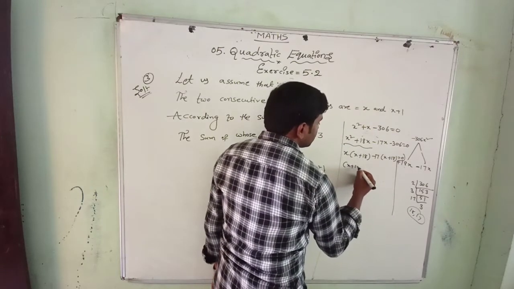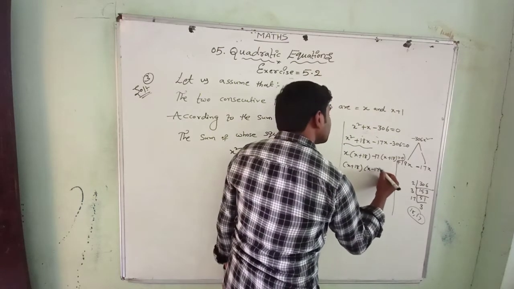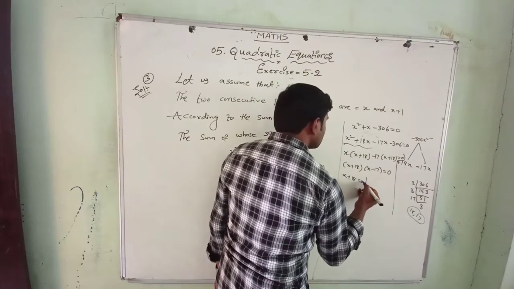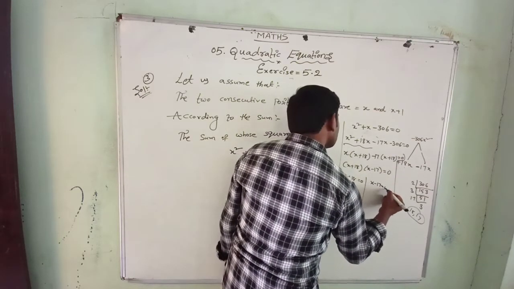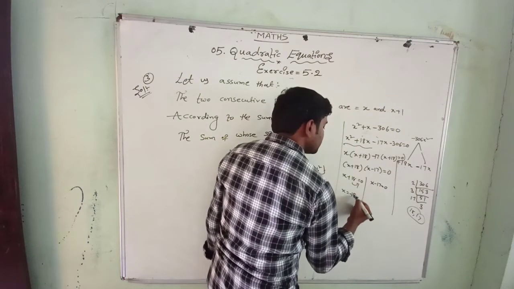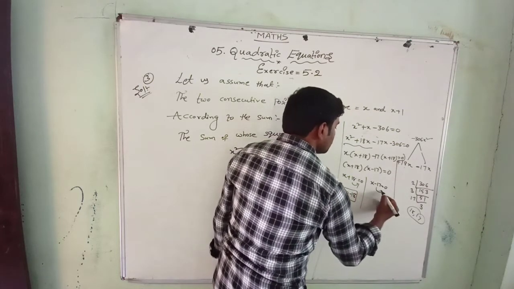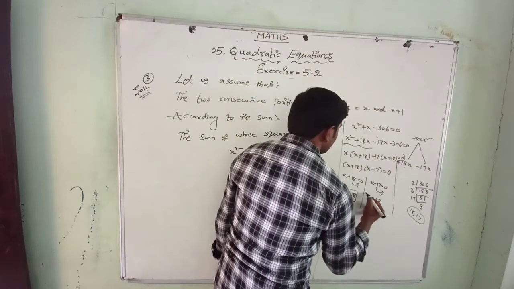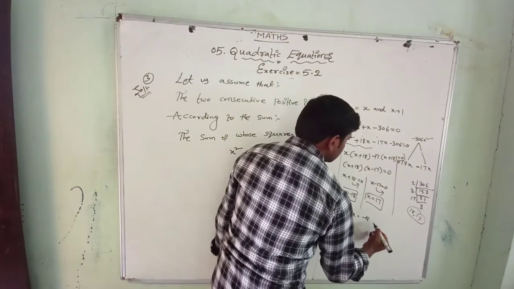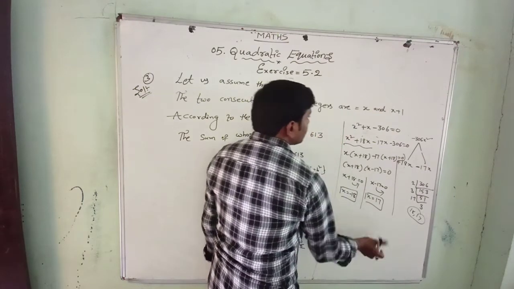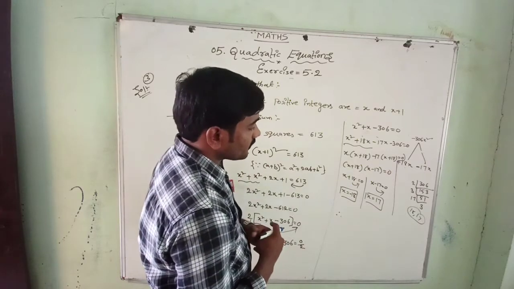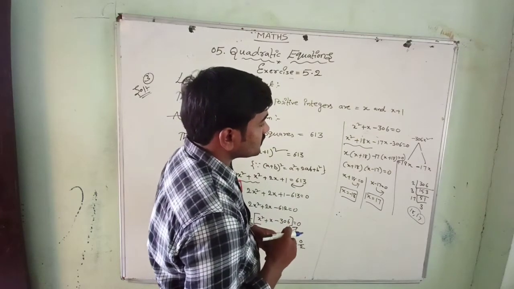So x plus 18 you take out common, x minus 17 equal to 0. So it's simple here, x plus 18 equal to 0 and x minus 17 equal to 0. Plus 18 you transfer this side, that is minus 18, minus 17 you transfer the side, that becomes plus 17. Therefore x equal to minus 18 and 17.